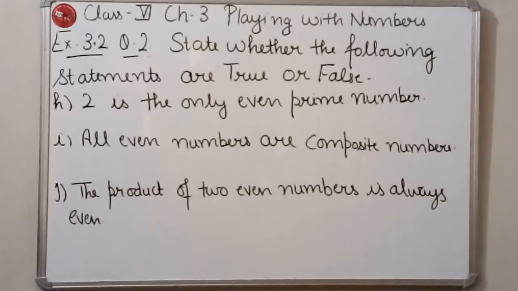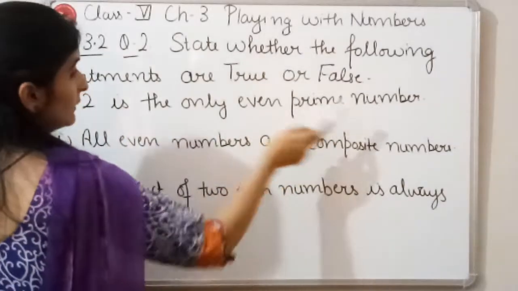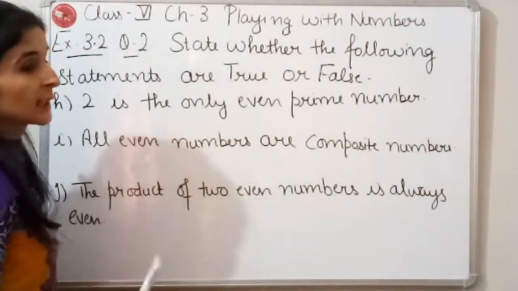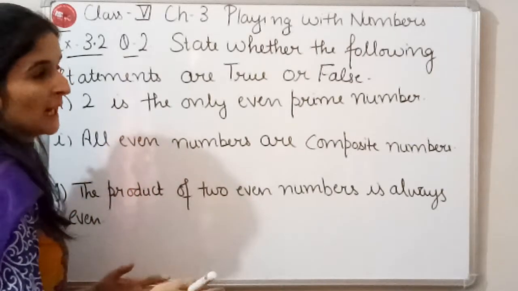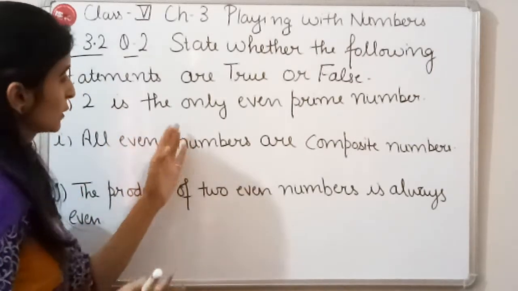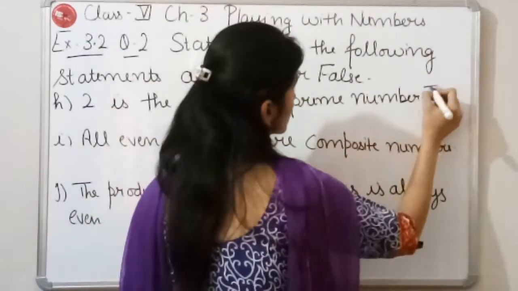Now the next part of question number 2 is, 2 is the only even prime number. This is true, because other than 2, all the other prime numbers are odd numbers. So 2 is the only even prime number. This is a true statement.